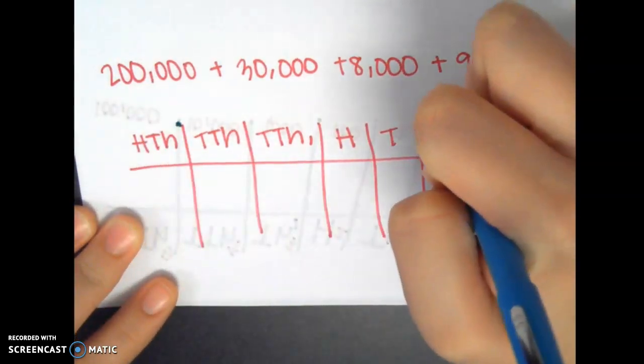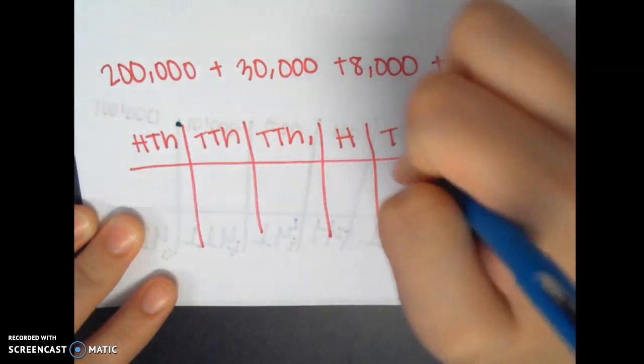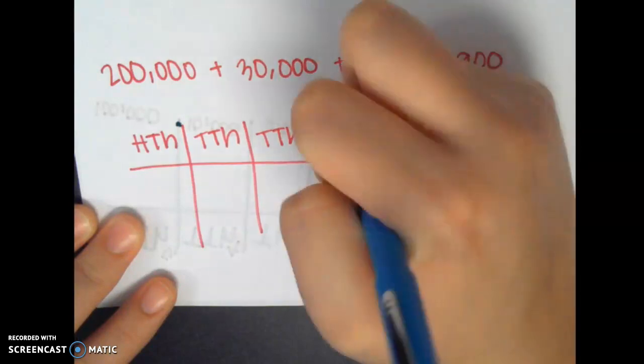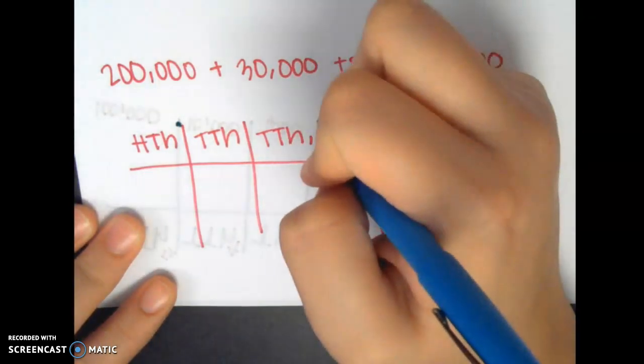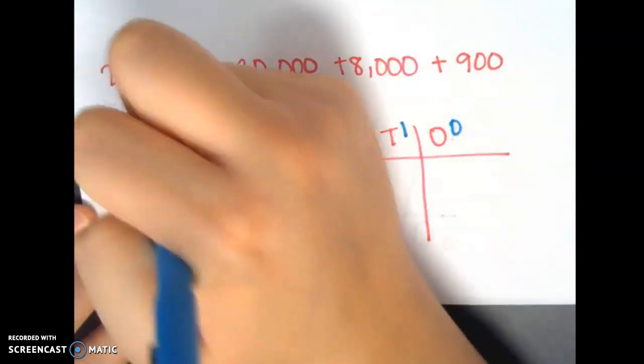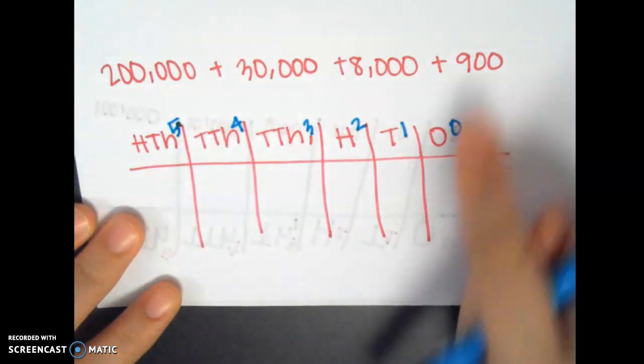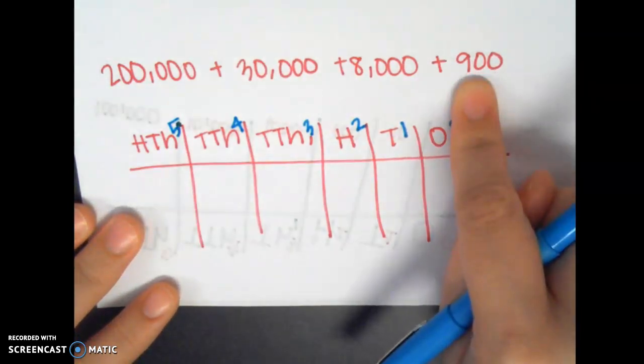I know that my ones has 0 zeros, my tens is going to have 1, my hundreds is going to have 2, my thousands is going to have 3, 10,000 is going to have 4, and 100,000 is going to have 5. So my first number that I have is 900.